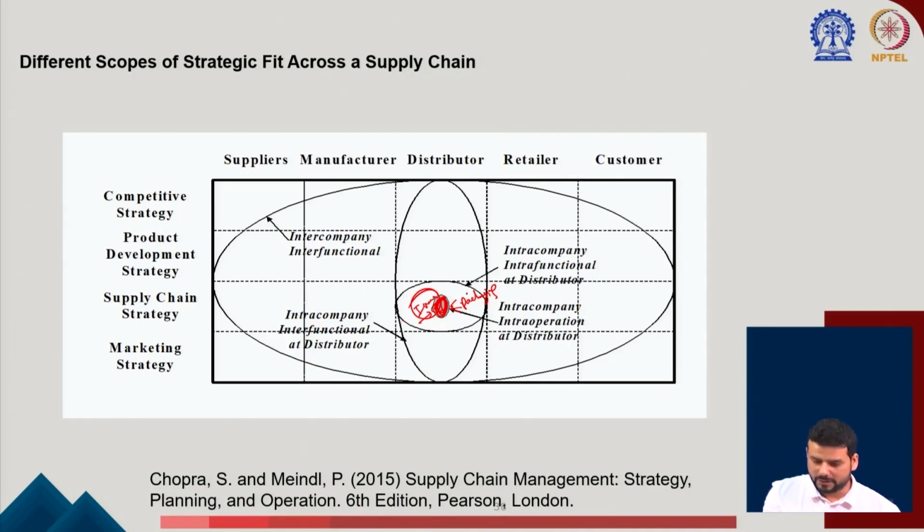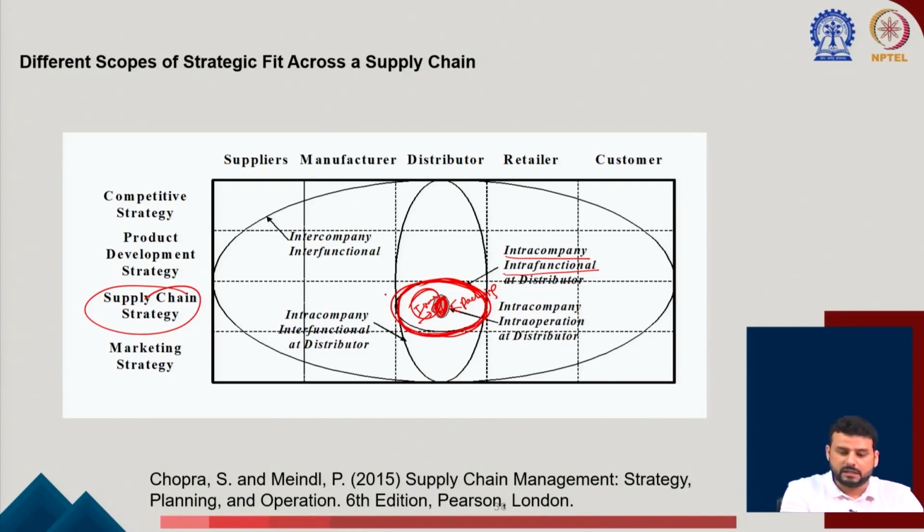But then what I will do, I will maximize the scope and I will keep intra-company. Still the company is only one, distributor. And intra-functional means supply chain strategy only I am talking about. So within supply chain strategy, I will align all the strategies towards either efficiency or responsiveness, or wherever I want to set the parameter of responsiveness or efficiency, right?